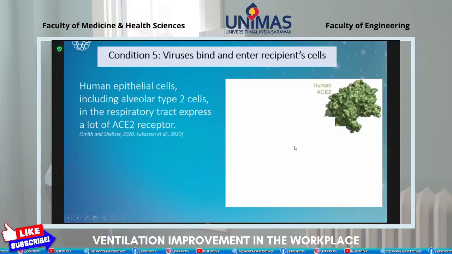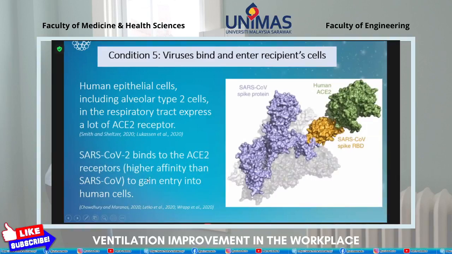So finally, studies have shown that in our human body, we have what we call alveolar type 2 cells, and also cells in the respiratory tract, that express a lot of angiotensin converting enzyme 2 receptor. Now, this is the receptor that the SARS-CoV-2 spike protein binds to, and this is where these SARS-CoV viruses will gain entry into our human body.